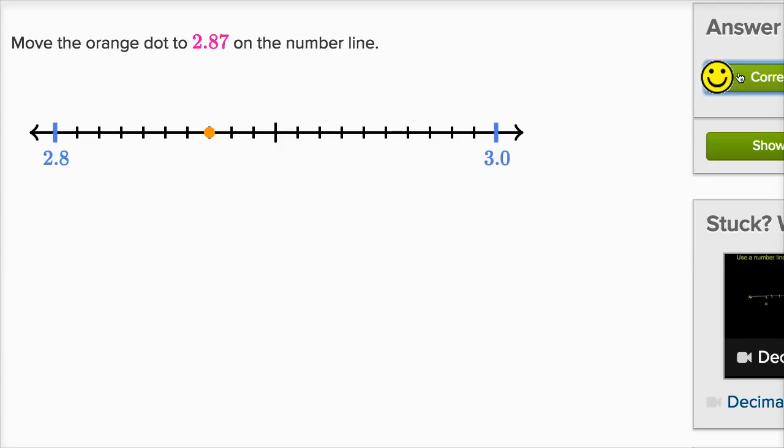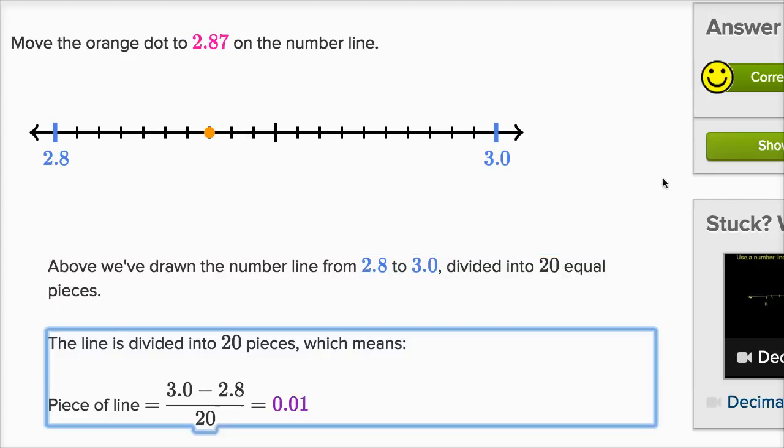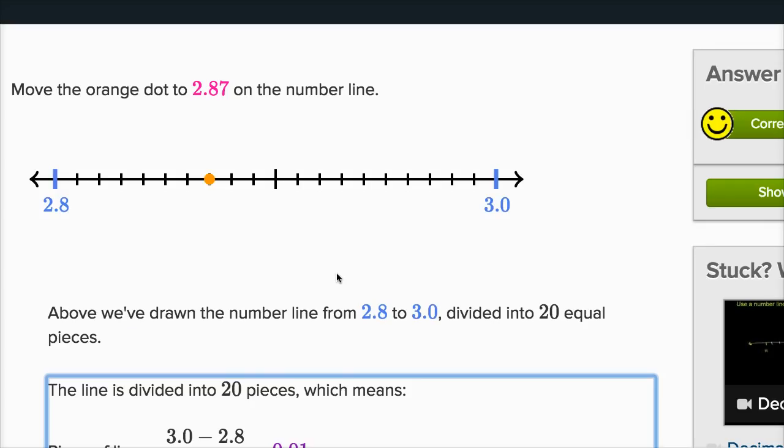And after you get a question right, it doesn't hurt to look at the hints at that point. So let's just see how they tackled it. They say above we've drawn the number line from 2.8 to 3.0, and they divide it into 20 equal pieces. Yep, that looks right. Let's see their next hint. They say that piece of the line is 3.0 minus 2.8, which is 2 tenths, and then you divide by 20 is 0.01. So that's another way of saying that each of these is a hundredth. But we already saw that, 2.81, 2.82, 2.83, 2.84, 2.85, 2.86, 2.87.